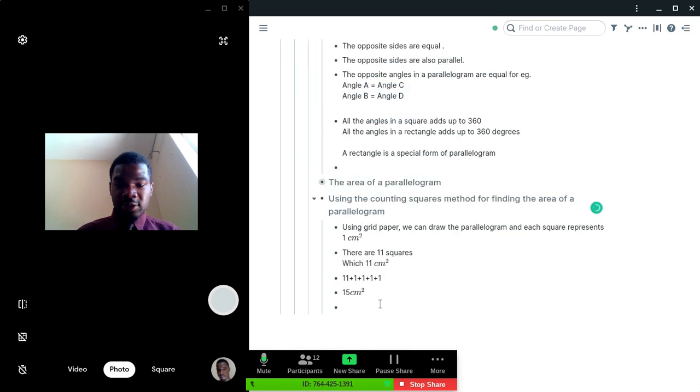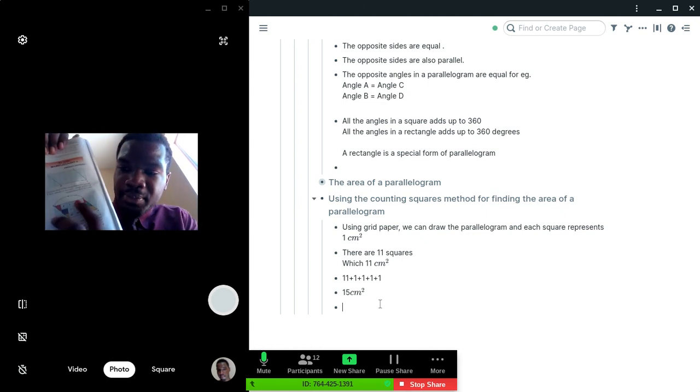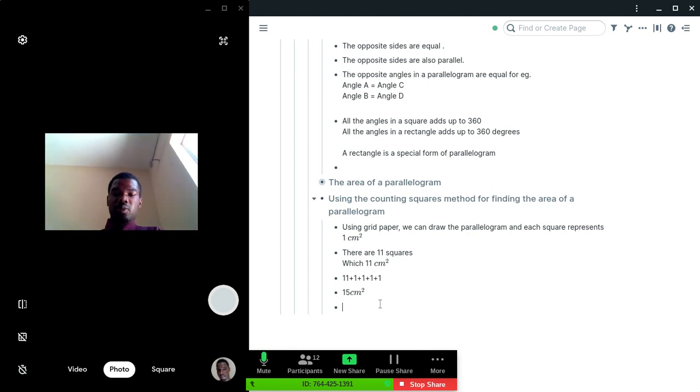Right? So you can choose between those two methods. You're either going to add the amount of squares that would make a full rectangle, or you're going to count the number of squares and then add the broken pieces together. Those are the two ways.